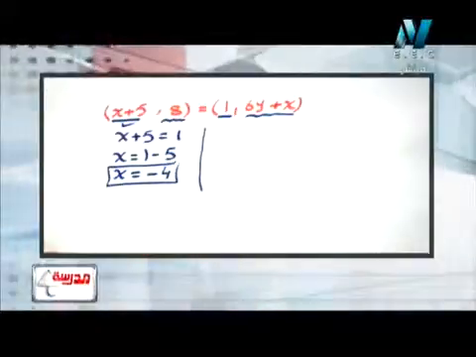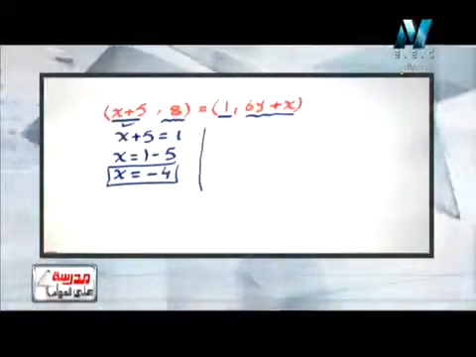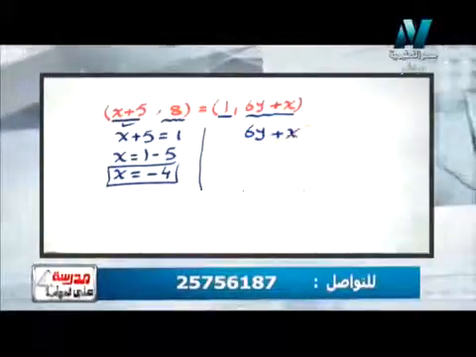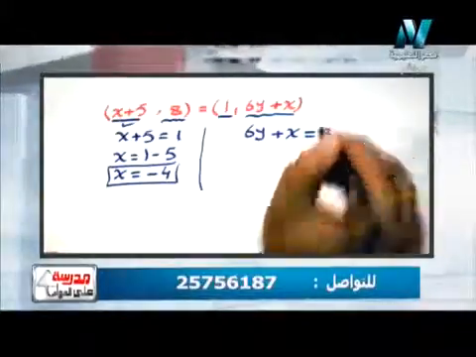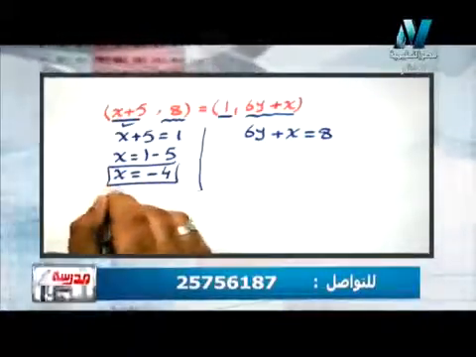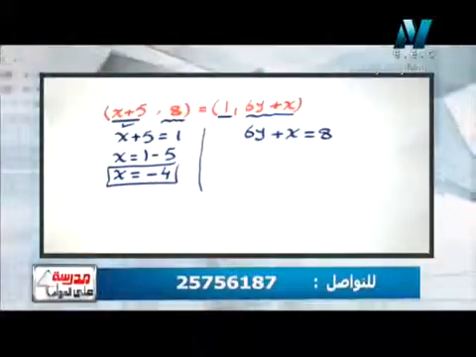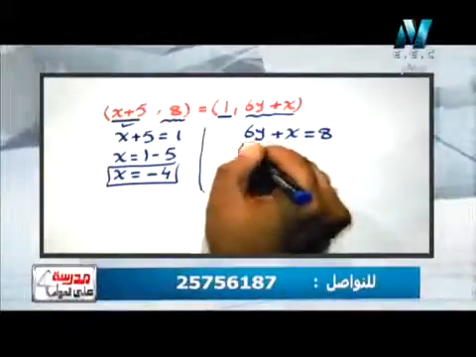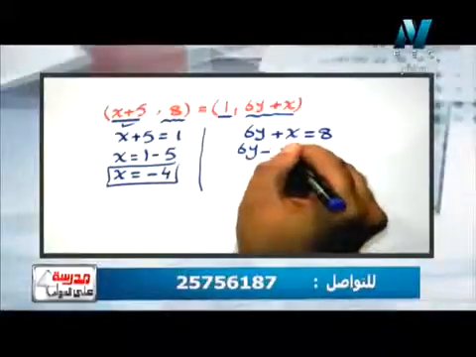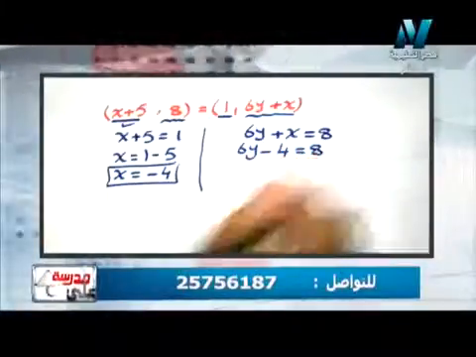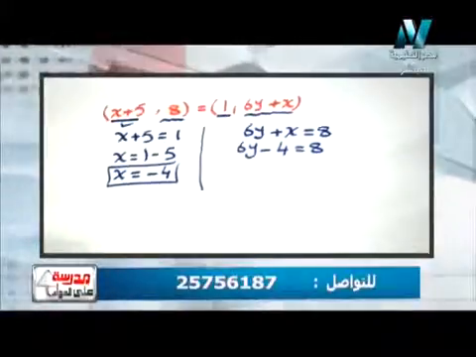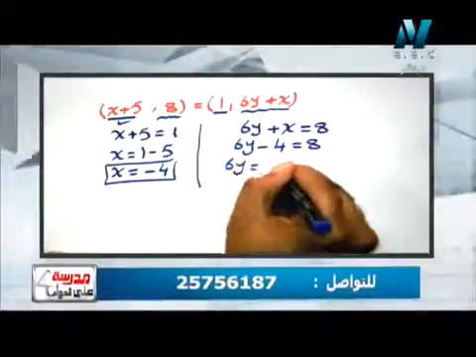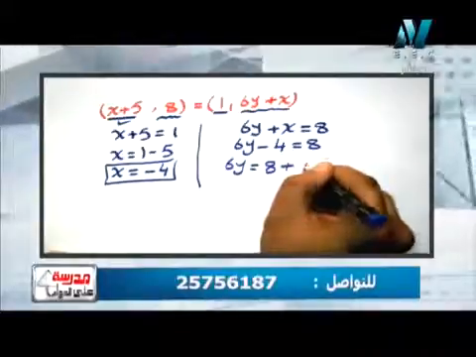So the first value equals negative 4, which is x. What about the second value, which is y? I'll do the same thing. You construct the equation 6y plus x equals 8. What about x? x equals negative 4. Then you can replace x with negative 4. So I say 6y minus 4 equals 8. Do the opposite operation to solve this equation. We make it 6y equals 8 plus 4.